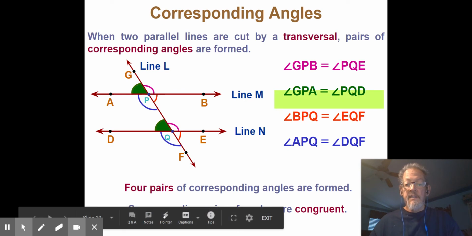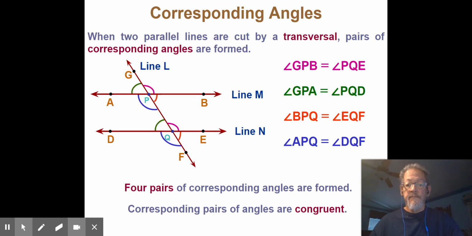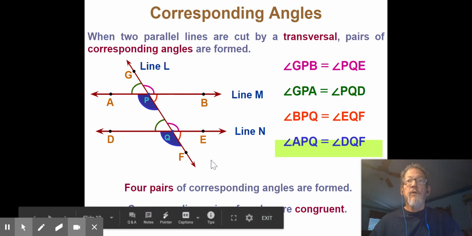Angle GPA is congruent to PQD. BBQ is congruent to EQF, these two. And ABQ is congruent to DQF. These two are corresponding angles.